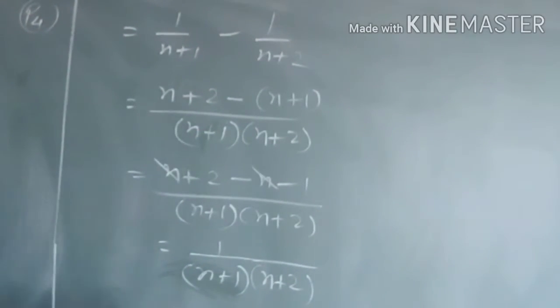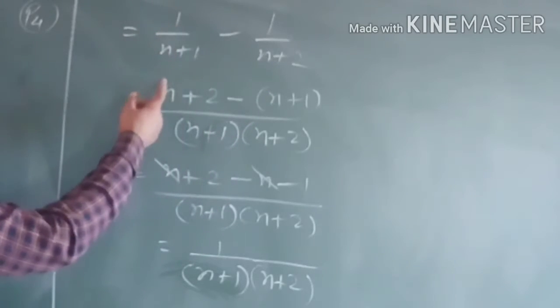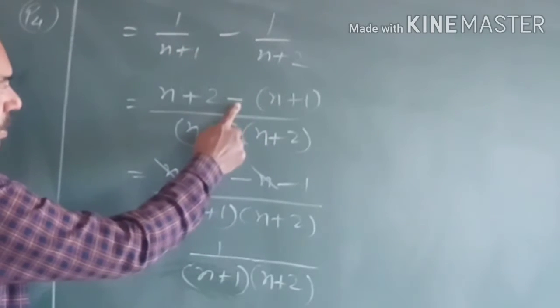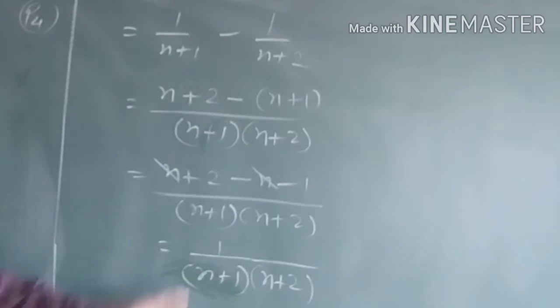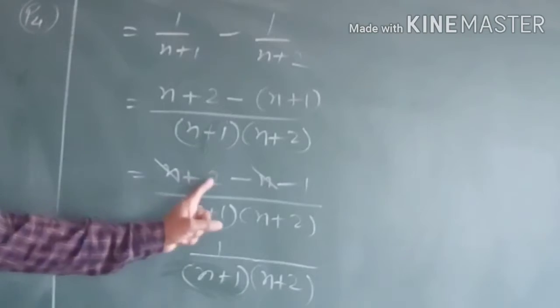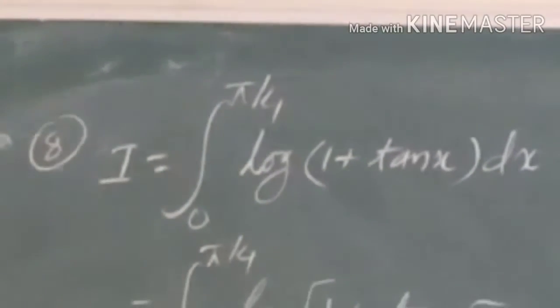Take LCM. So the LCM is these two brackets, n plus 1 and n plus 2. N plus 2 here and n plus 1 there, and this is the minus sign. So when we open this bracket, the sign will be changed and here n is cancelled out. So 2 minus 1, that is only 1. This is our answer. Okay.